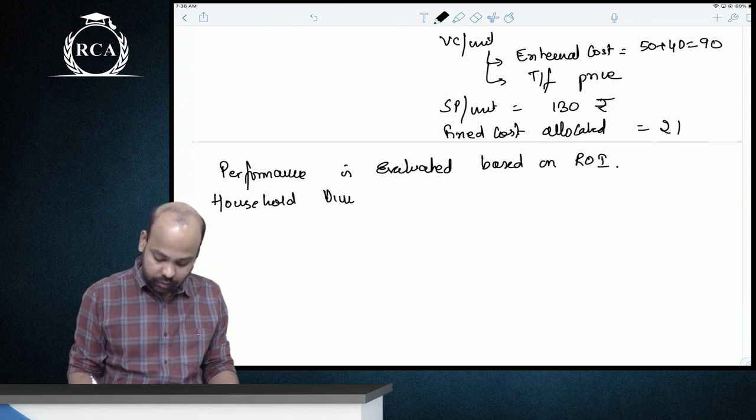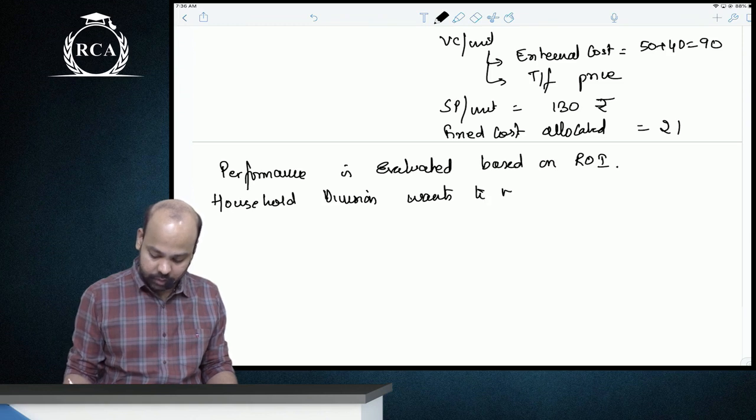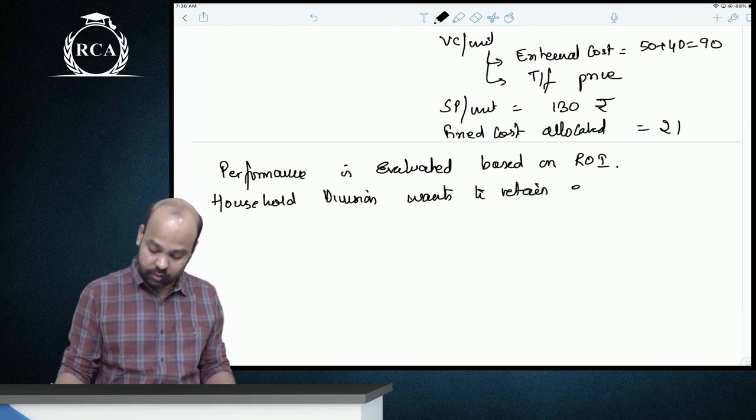Household division wants to retain experienced workers. All right, sir.